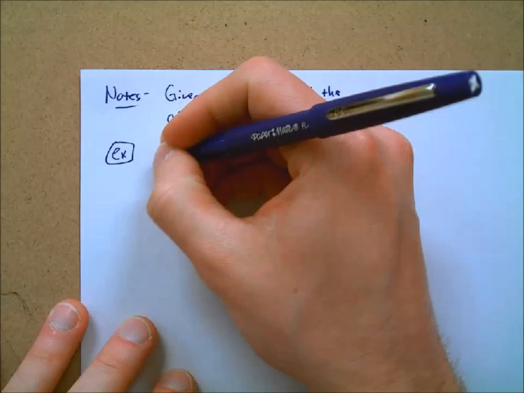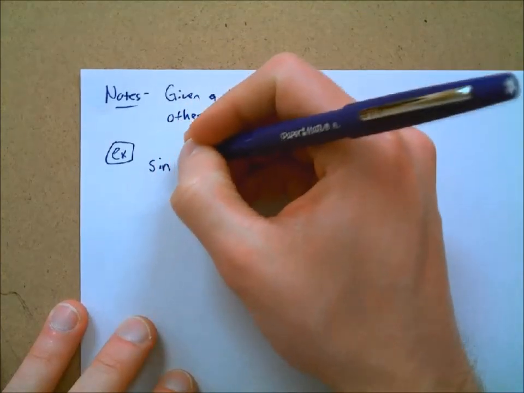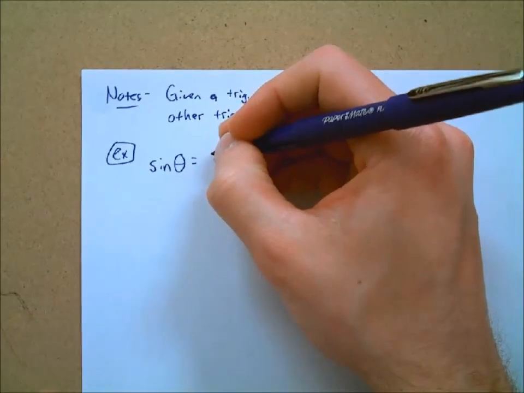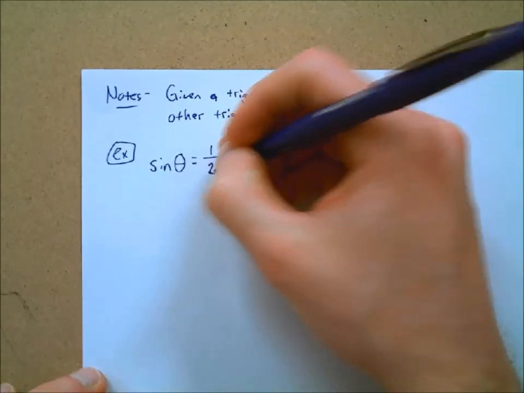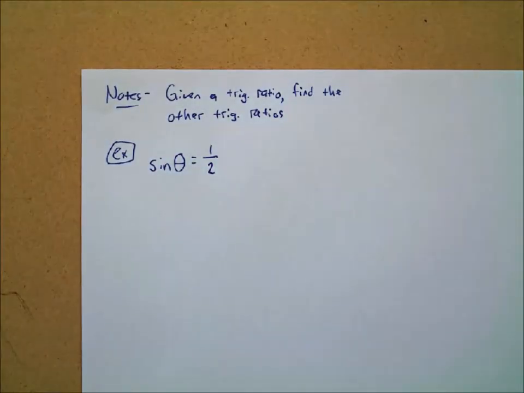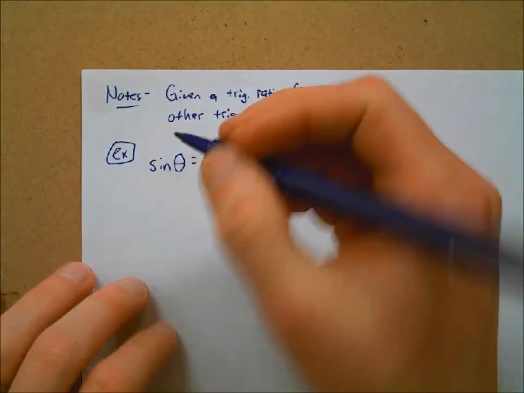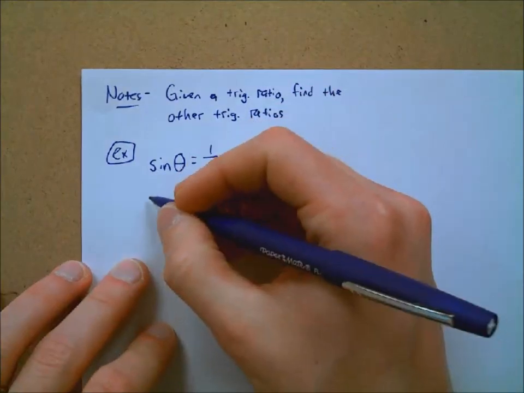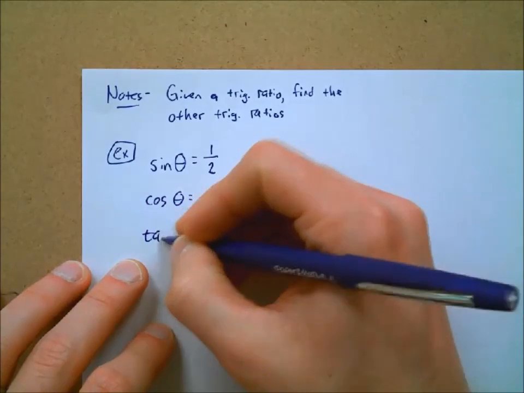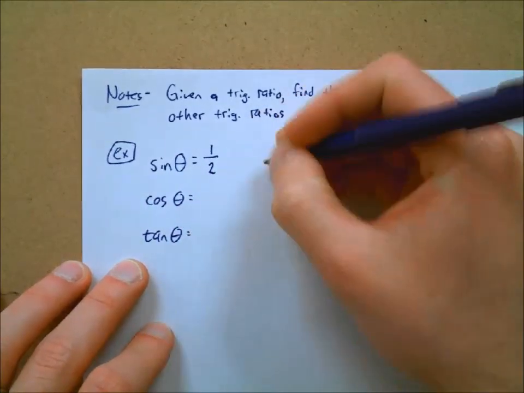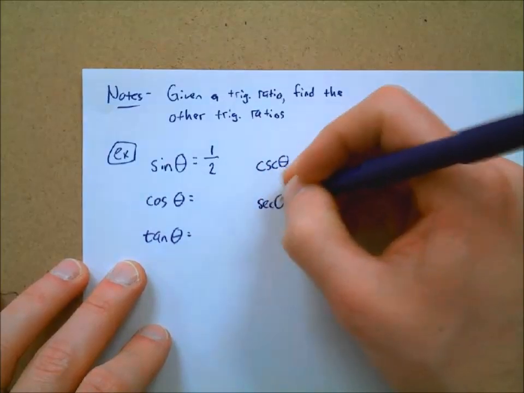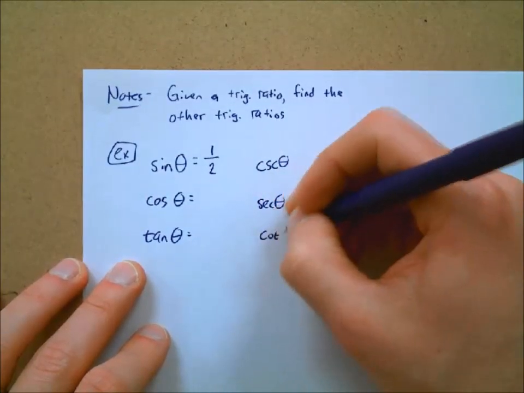let's start with something that's maybe a little familiar from our unit circle. Sine of an unknown angle theta is equal to 1/2. So we're given this, and we want to find cosine of theta, tangent of theta, cosecant of theta, secant of theta, and cotangent of theta.